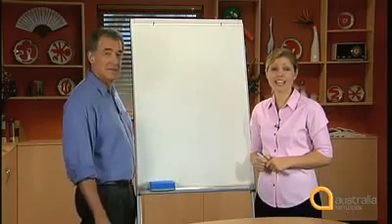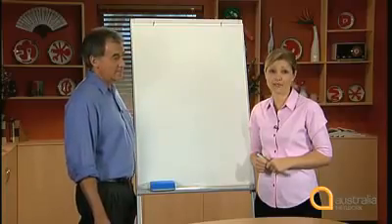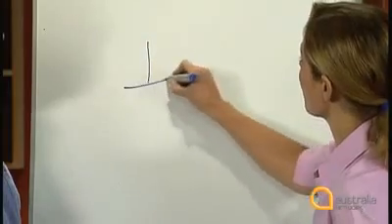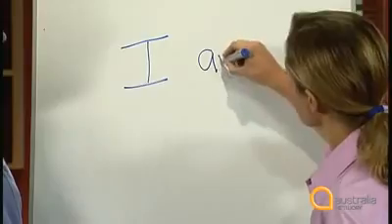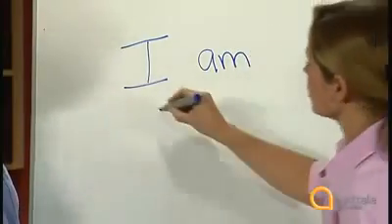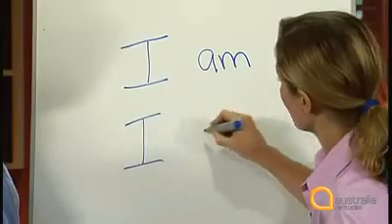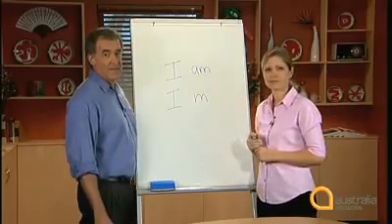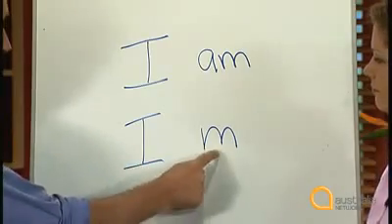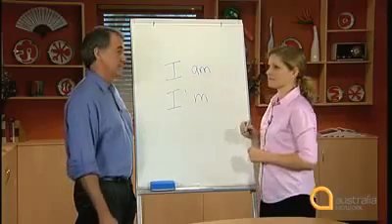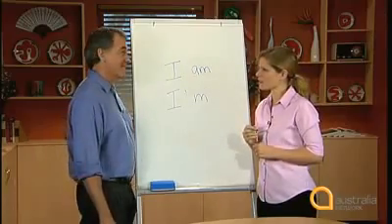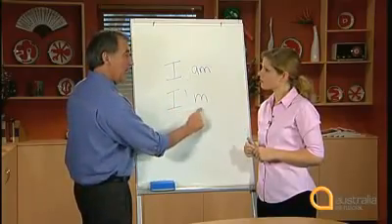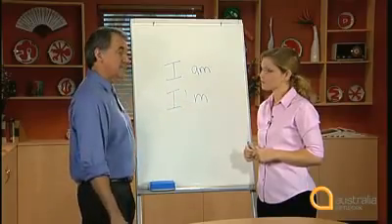You've probably noticed that these contractions have apostrophes. Now, Brenton, the contraction of I am is I'm. Where do you put the apostrophe? Well, that's easy. Between the I and the M. What's the apostrophe for? To show that a sound is missing. I am, I'm. The A sound is missing.